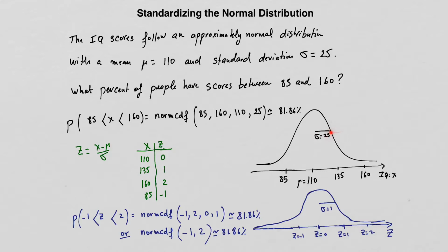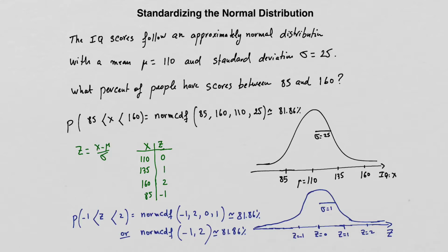So if you go up, you should get 110 plus 25, which is 135. And if you add two standard deviations, you get to 160. If you subtract one standard deviation, you get to 85. If you subtract another one, you should get 60, and so on and so forth. So what is important is the mean, the standard deviation, and what the axis stands for. It stands for IQ scores. I call this X, okay?